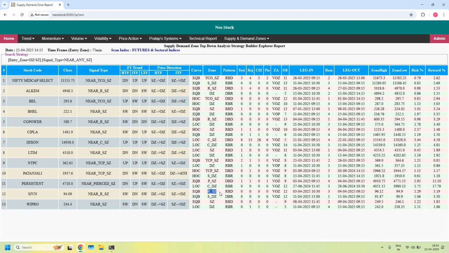SJVN is having a high liquidity zone. That is also having a high liquidity demand zone. Either side you may get trade opportunity. So total we identified 5 high liquidity 75-minute supply zones from this list. Okay, with this we have completed identification of the high liquidity zones.